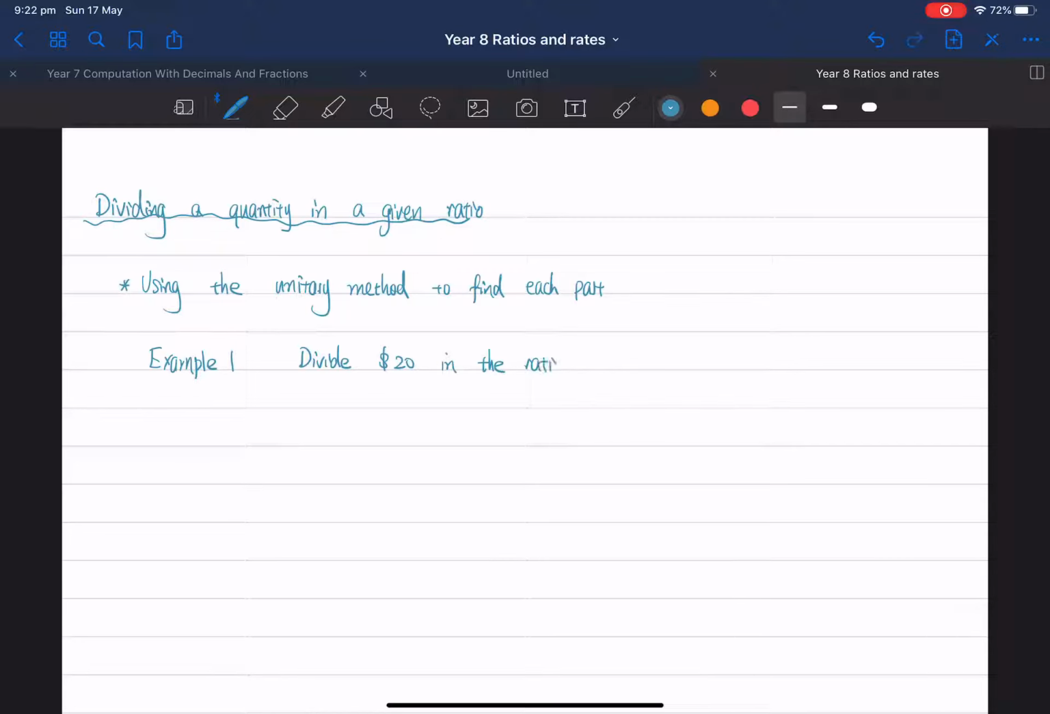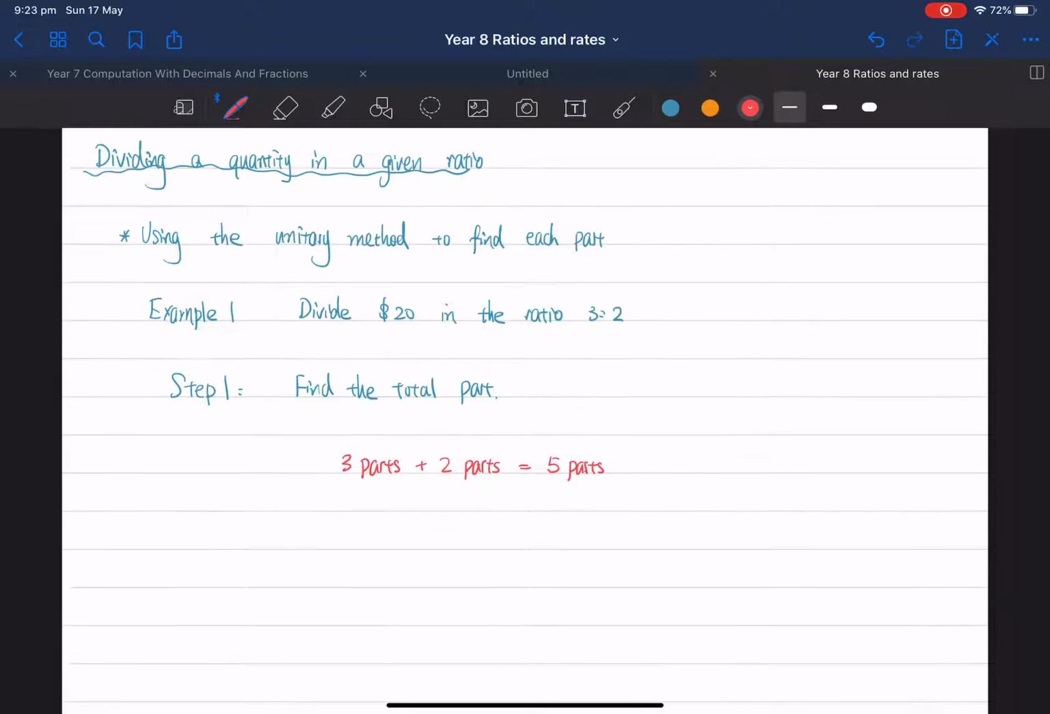The first step here is you're going to find out the total parts. So we've got 3 parts to 2 parts, so we're going to find the total parts. In this case, we've got 3 parts plus 2 parts, and that gives you 5 parts. All right, so we've got a total of 5 parts.